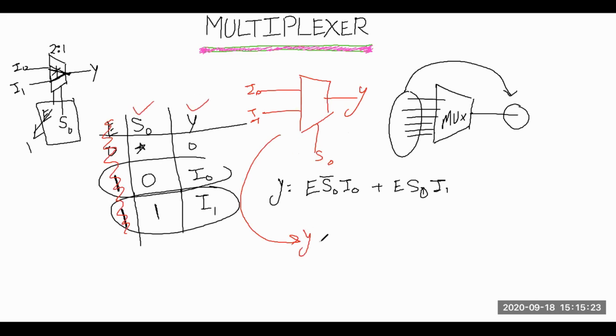If you write your expression of Y in this case, it will be S0 bar I0 plus S0 into I1. In this case you are not bothering about the enable pin. And this is my mux, which is a 2:1 mux. From this you can analyze two things. If you are taking enable into consideration, you need to write your expression of Y with the enable pin also. If you are not taking the enable pin into consideration, then your expression of Y will be without that E.